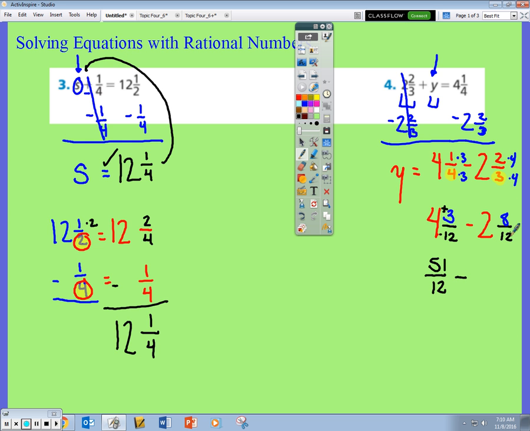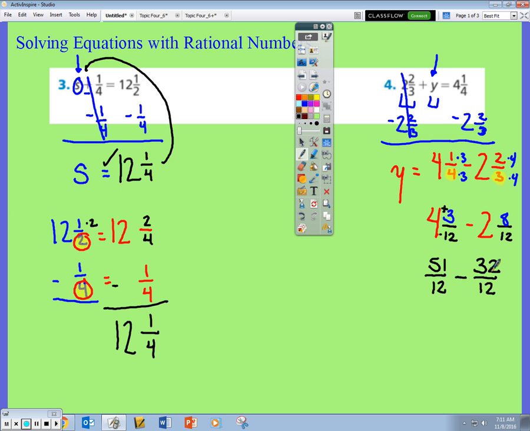Minus, we have something in the 12ths. We have 2 whole groups of 12ths, giving us 24 whole things, plus the 8. 24 plus 8. 24 plus 6 would give me 30. 30 plus 2 gives me 32. Now I can subtract 51 minus 32.